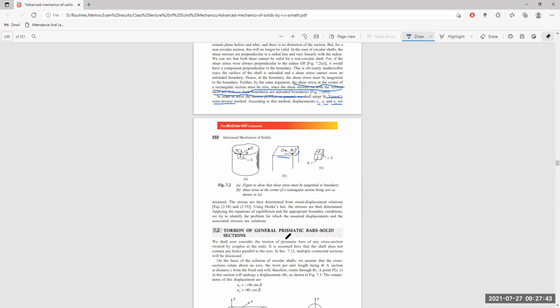Torsion of the prismatic bar of any cross section twisted by couples at the ends. It is assumed that the shaft does not contain any holes parallel to the axis itself. Multiply connected solutions will be discussed accordingly.